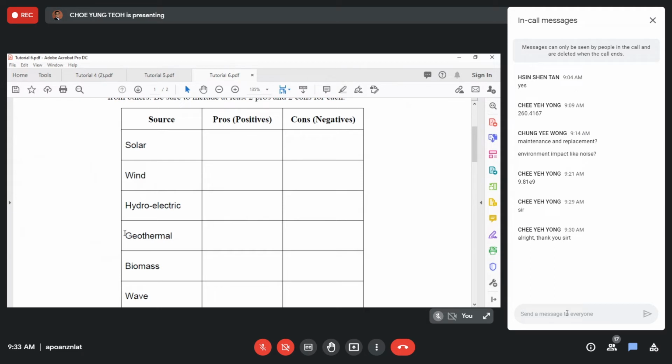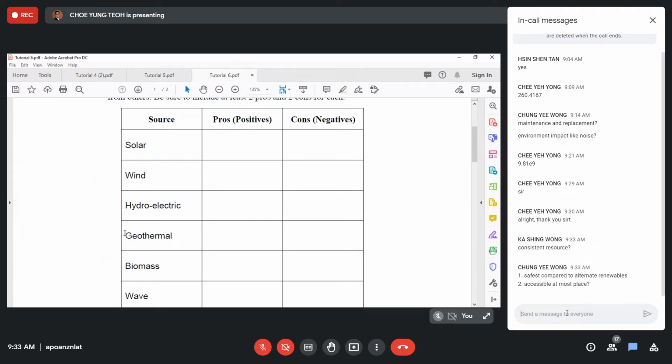Think about it. What's the advantage of solar? Okay, maybe you can think in this way. Why did the entire Malaysia develop solar more than other types of renewable energy? So you give me 2 answers. Safety compared to all alternative renewable energy.